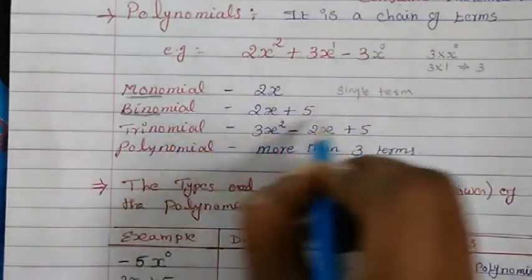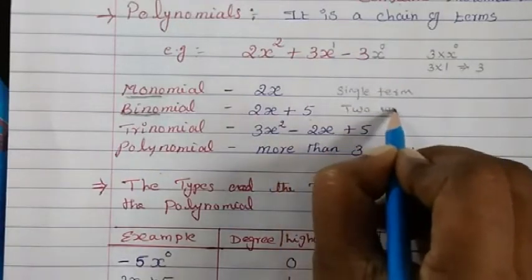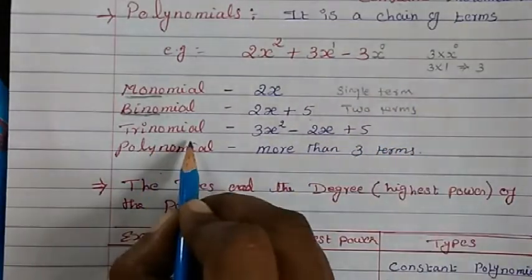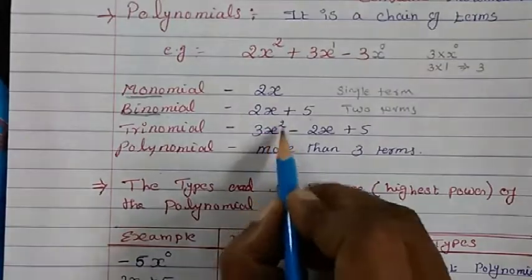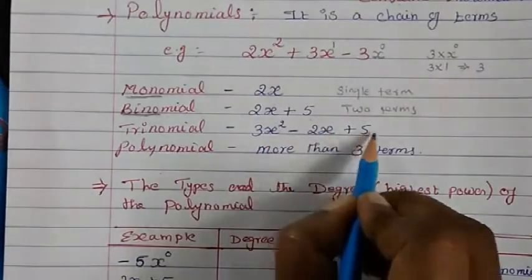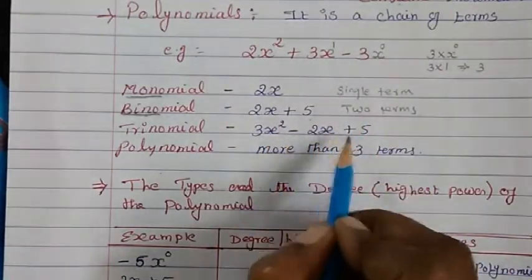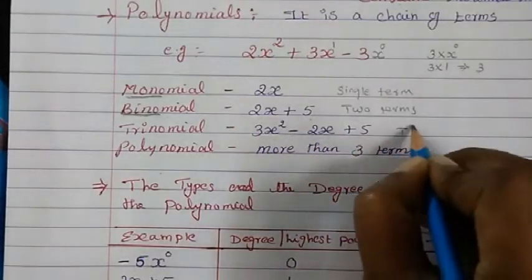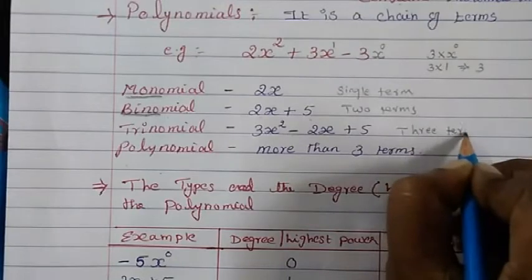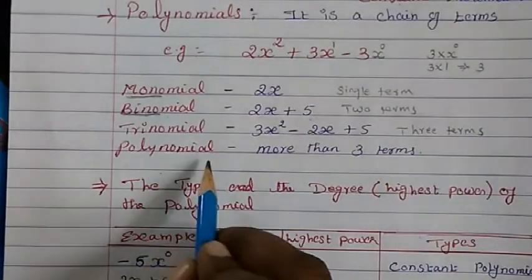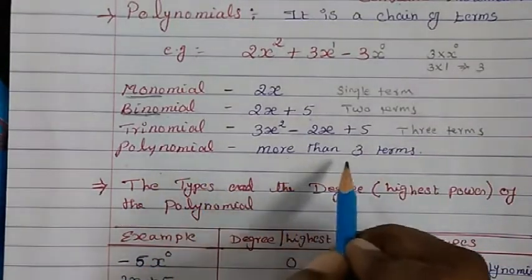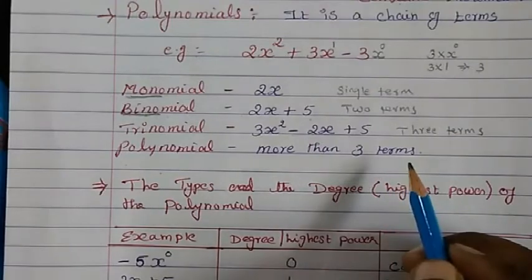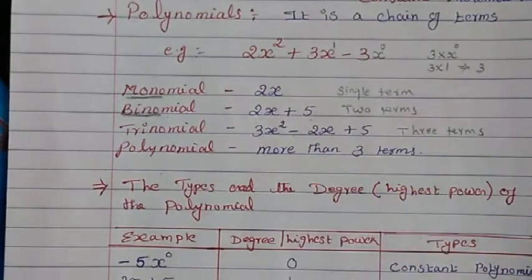Single term. Binomial means two terms. Then trinomial means three terms. So here, one term, two terms and three terms. They are separated with subtraction and addition. So there are three terms here. So trinomial means three terms. Now polynomial. More than three terms are known as a polynomial.